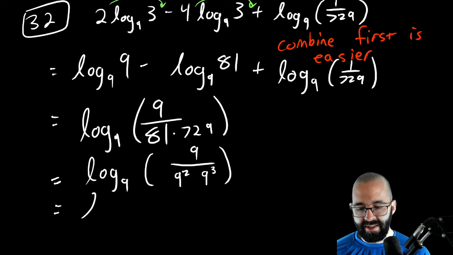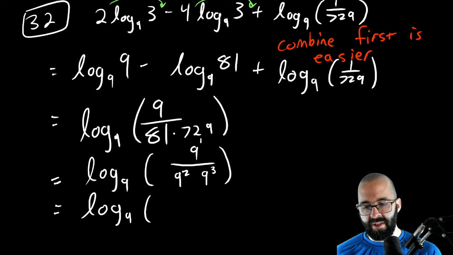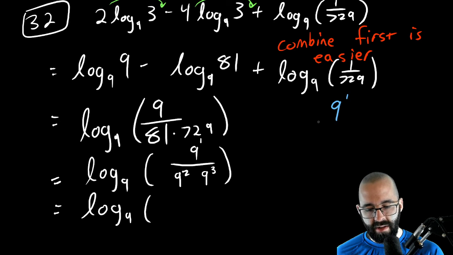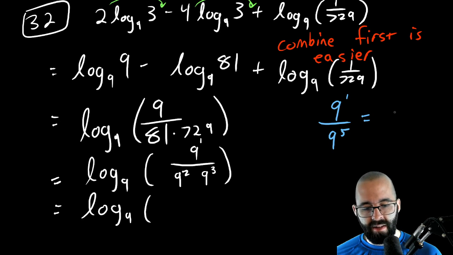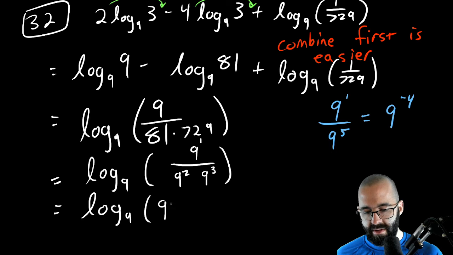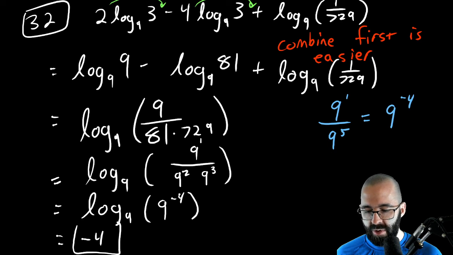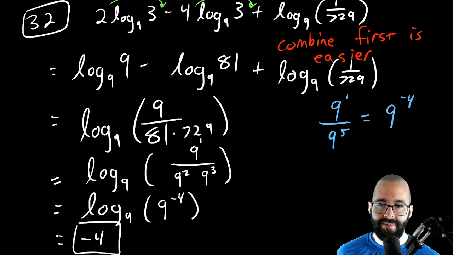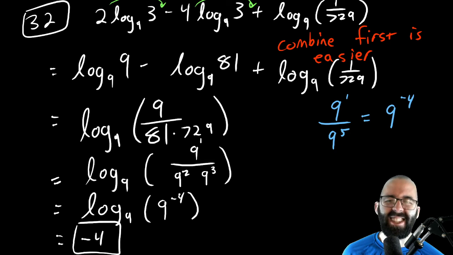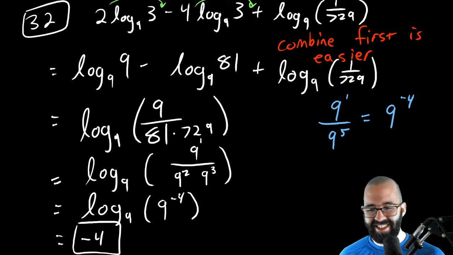How do we simplify this inside? We have 9 to the first on the top. Combine the bottom to become 9 to the fifth. Just 9 to the negative fourth. Inverse property says our answer is just negative 4. A lot of different ways of doing this problem. All right. This one is a good way for practice, but it actually turned out to not be as easy as I thought it was.